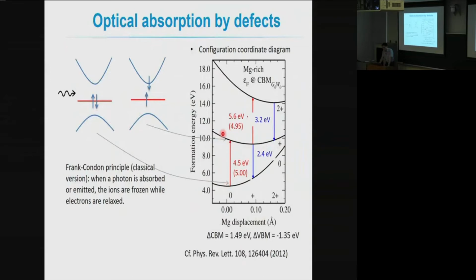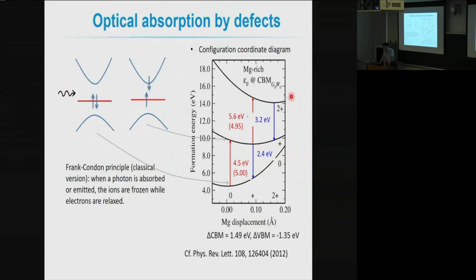And also, when this +1 charge state absorbs another photon and becomes the 2+ charge state, after absorption of the first photon, the atoms relax into their own equilibrium position. And when it absorbs the second photon, it excites to the 2+ state, but the configuration is still fixed to the +1. So this is the photon absorption.